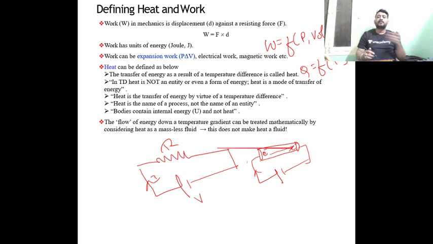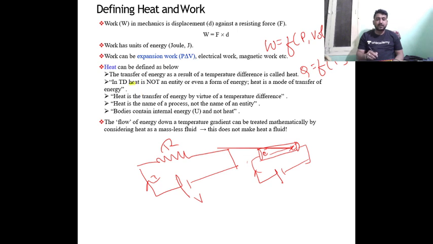Okay. So heat transfer occurs if there is a temperature difference. That is the first point here. The transfer of energy as a result of temperature difference is called heat. In thermodynamics, heat is not an entity or a form of energy. This is very, very important over here, guys.